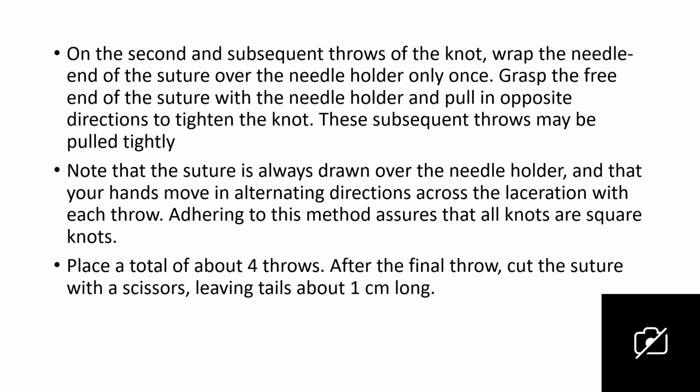Adhering to this method ensures that all knots are square knots. Place a total of about 4 throws. After the final throw, cut the suture with the scissors, leaving tail ends 1 centimeter long.